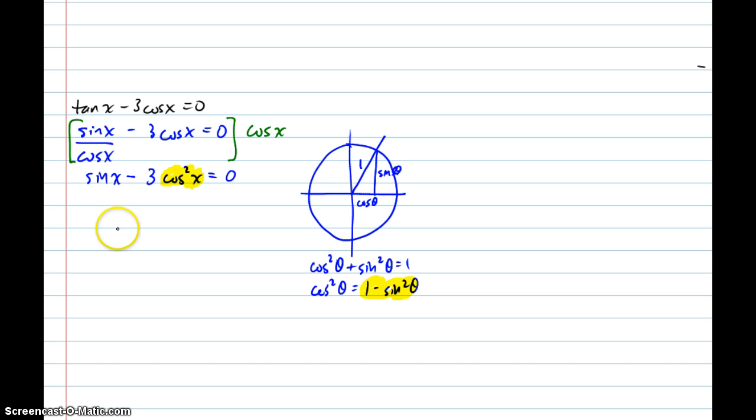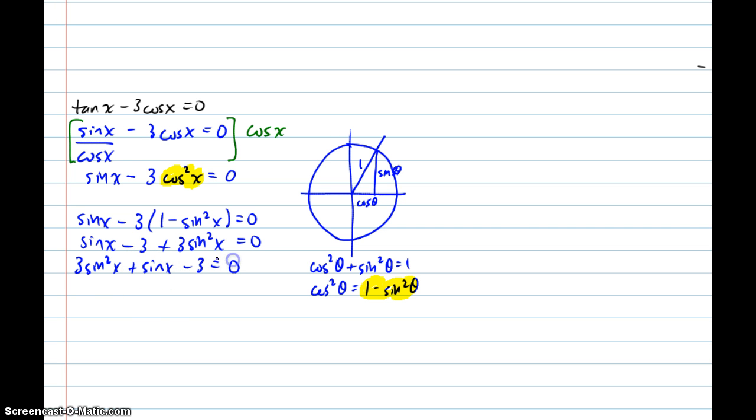So I can take this and replace the cosine squared x with that. So I'm going to end up with sine of x minus 3 times 1 minus sine squared of x equals 0. I'm going to distribute the 3 and rearrange my terms so it looks a lot more quadratic. 3 sine squared x plus sine of x minus 3 equals 0. And now I've got to factor this. Actually, I'm going to use the quadratic formula.